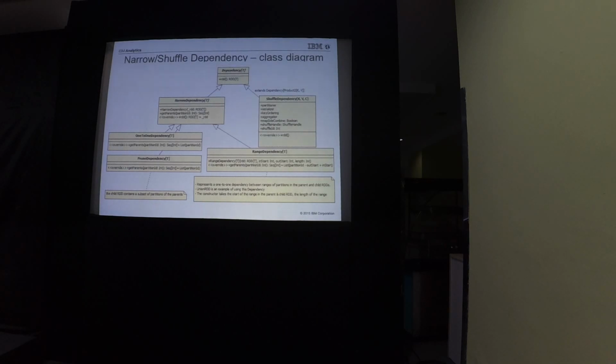Third one is range dependency. Range dependency says, I have a group of child partitions, it depends on a group of parent partitions. There's no exact one-to-one mapping, but there's a group of child which depends on a group of parent. I'll give you an example. The best is union. So let's say there's an RDD1 which does a union with RDD2, and RDD1 has 10 partitions, RDD2 has 5 partitions.